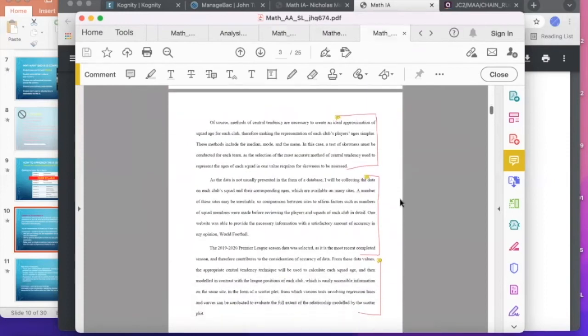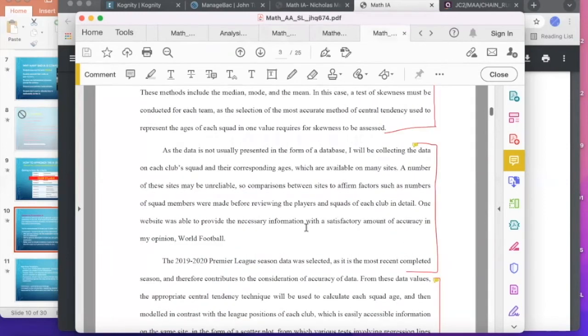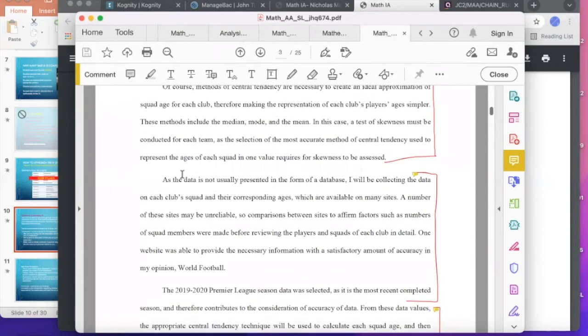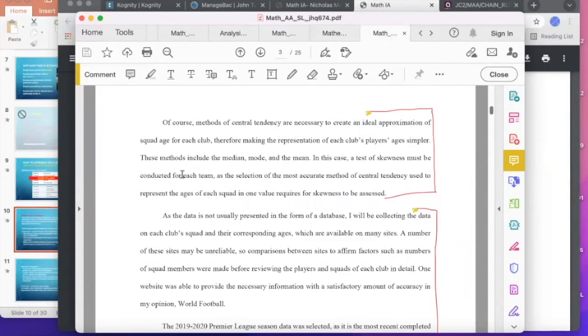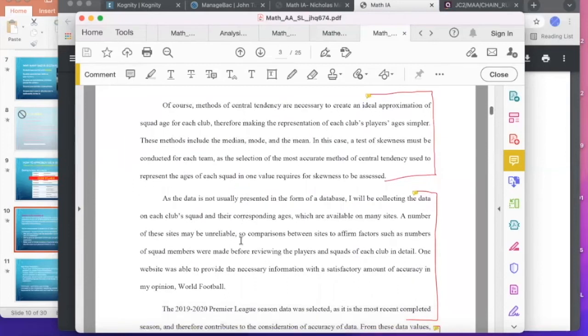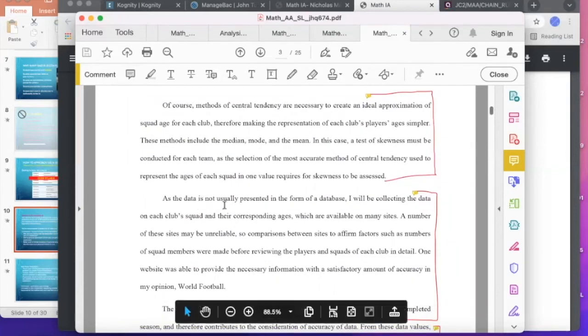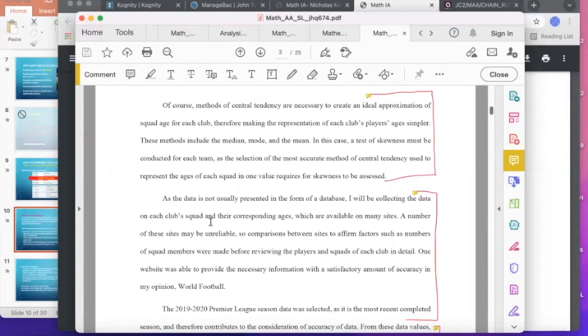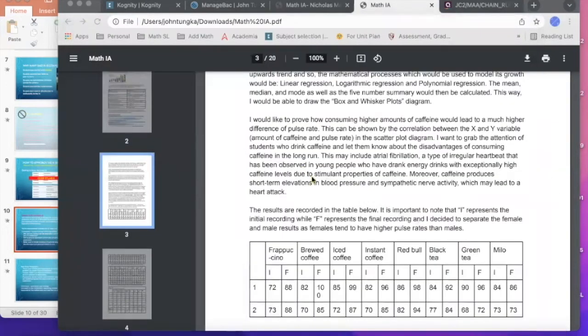Okay, let's take a look at another plan. This is also another example. Two paragraphs actually that the student put. As the data is not usually presented in the form of a database, I will be collecting the data on each club squad, on their corresponding ages, which are available on many sites. A number of these sites may be unreliable and so on and so forth. So what I'm trying to say is give a brief explanation, yeah?